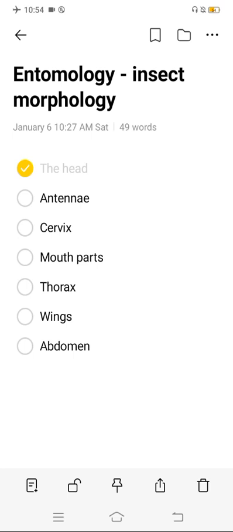It is the only suture having the metameric significance. It alone marks the fusion of maxillary and labial segments of the head.